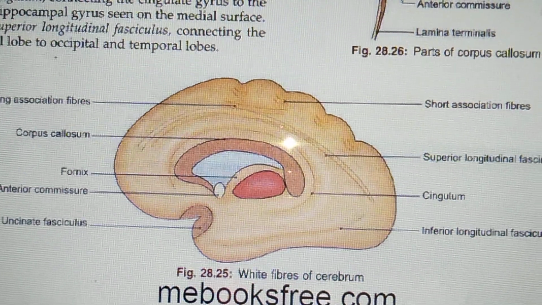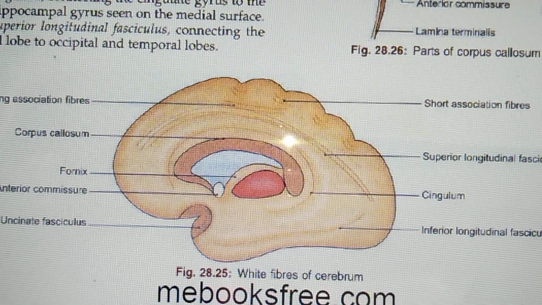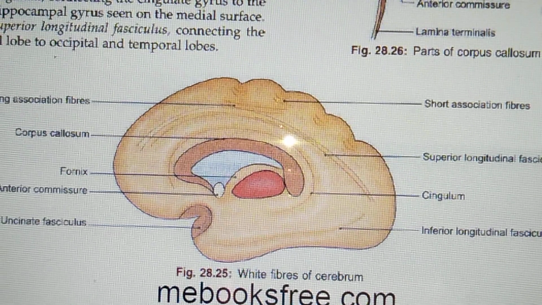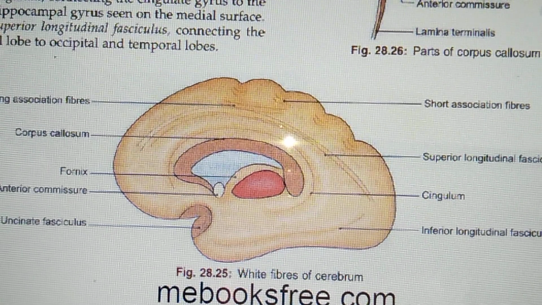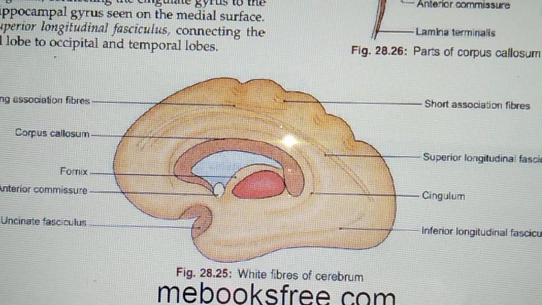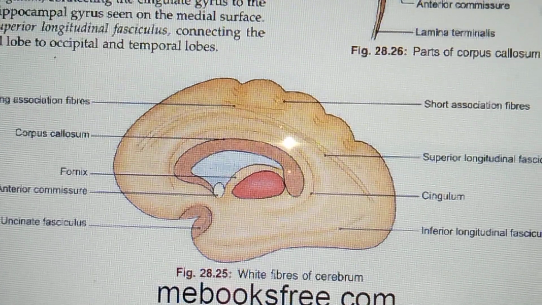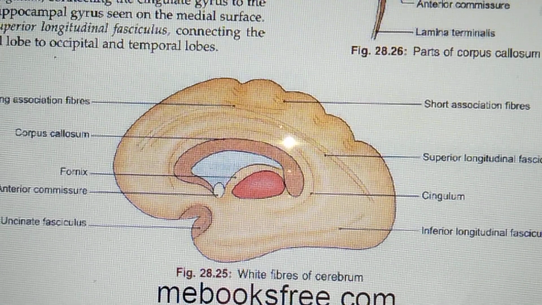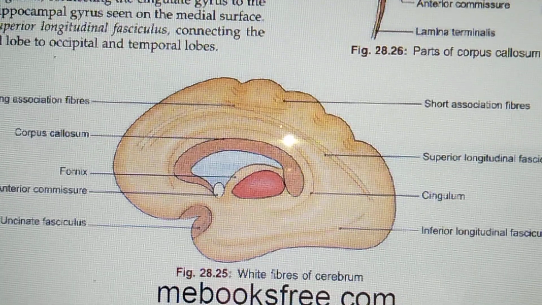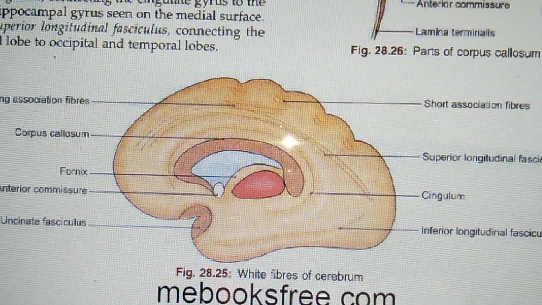Hello everyone. In this video we are going to learn about the white matter of the cerebrum. The white matter of the cerebrum consists chiefly of the myelinated fibers which connect the various parts of the cortex to one another and also to the other parts of the CNS. These fibers are classified into three groups. One is the association fibers, second is the commissural fibers, and third is the projection fibers.